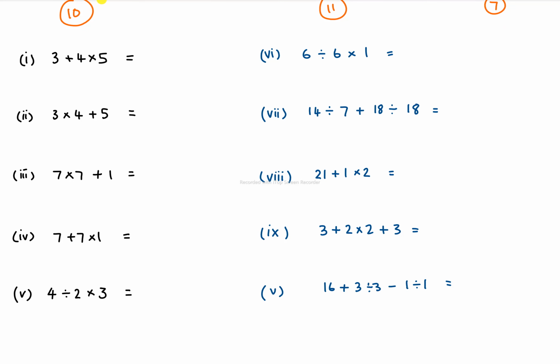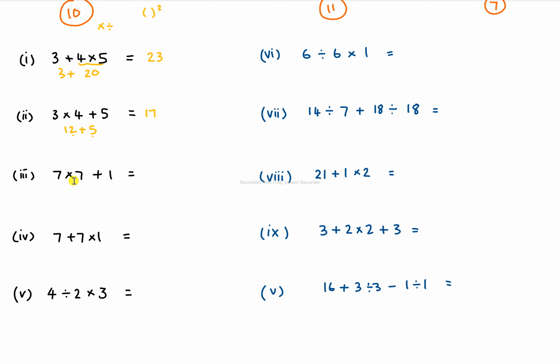Right, okay. I'm looking for times and divide initially. Remember, brackets and index are rarer. So 4 times 5 is 20. In my head I've done 3 plus 20, which is 23. I'm running along here looking for times and divide. I see a times. So 3 times 4 is 12. Add 5: 2 plus 5 is 7, so it's 17.